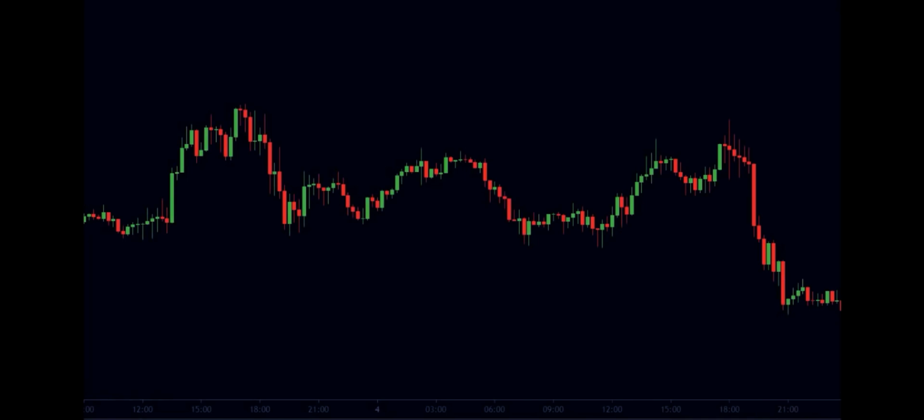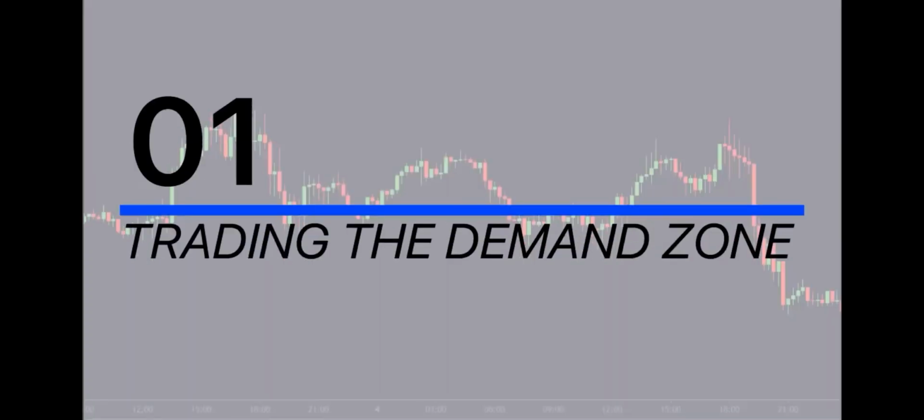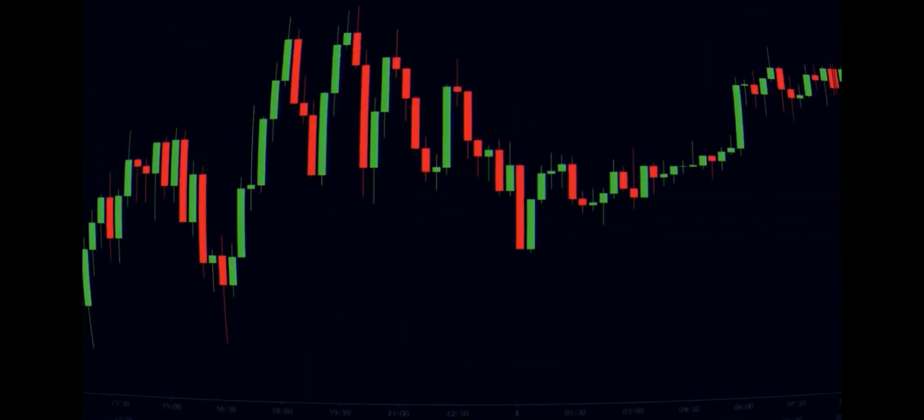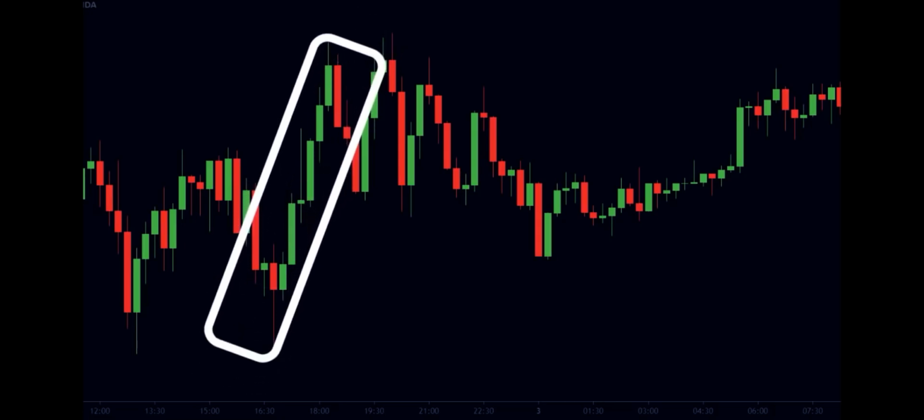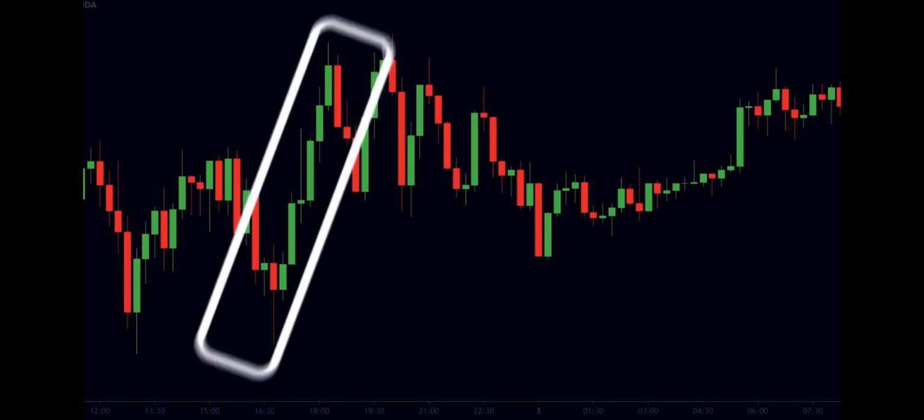So, we have learned how to identify the supply and demand zones. Now we shall learn how to trade them. Let's start by trading on a demand zone. Look at this chart. Here we can clearly see that the price made a strong and steep up move here by creating these consecutive big green candles.